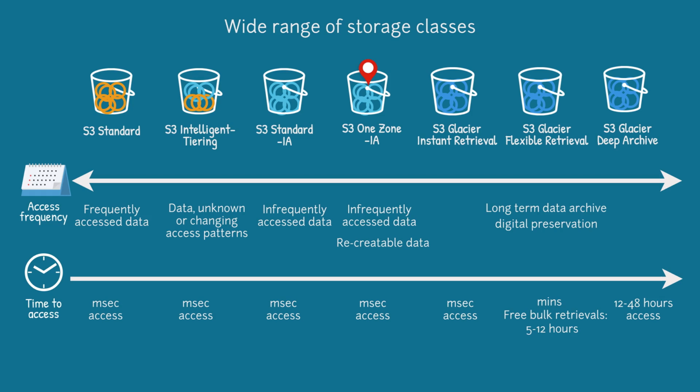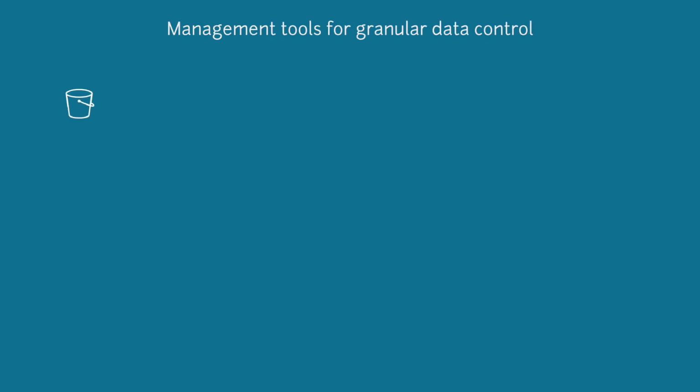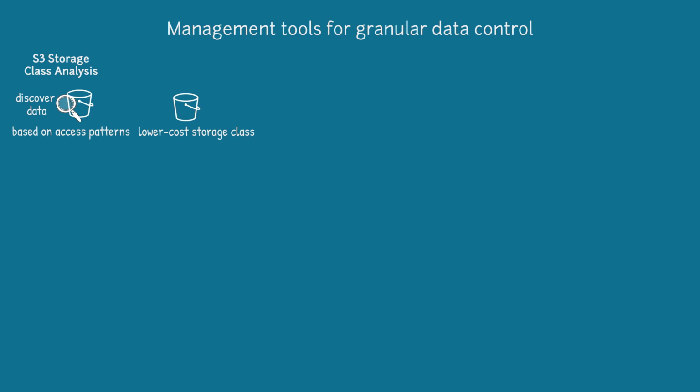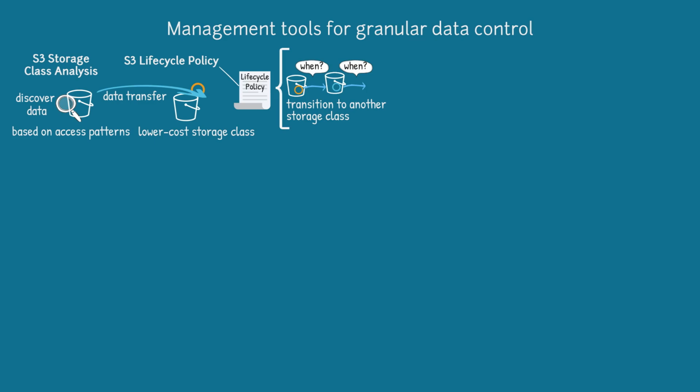To classify, manage, and report on your data, Amazon S3 also provides easy-to-use management tools for granular data control. You can use S3 Storage Class Analysis to discover data that should move to a lower-cost storage class based on access patterns. Then you can use this information to configure an S3 lifecycle policy that makes the data transfer. An S3 lifecycle policy defines when objects transition to another storage class and when objects expire. It helps to manage your objects so that they are stored cost-effectively throughout their lifecycle.